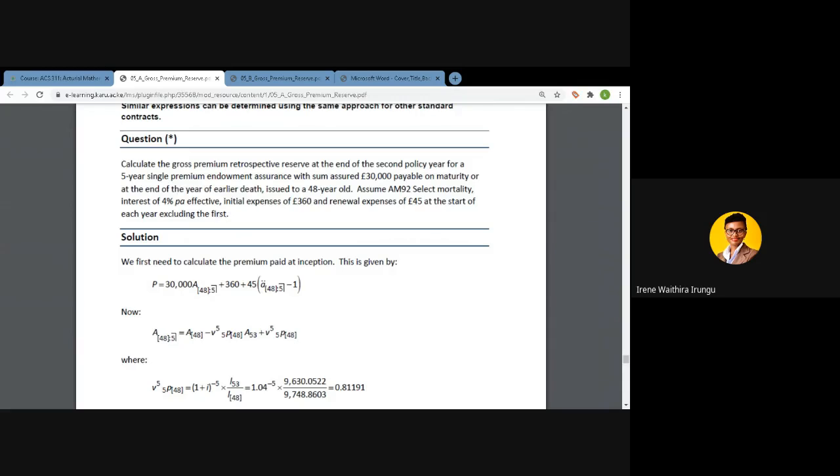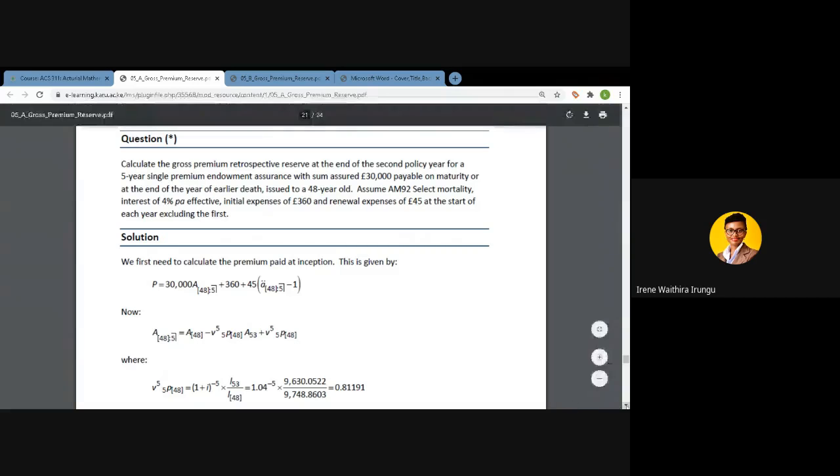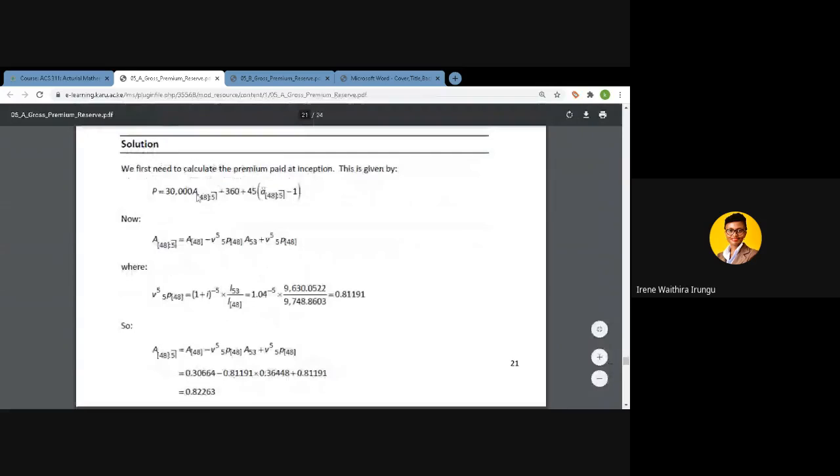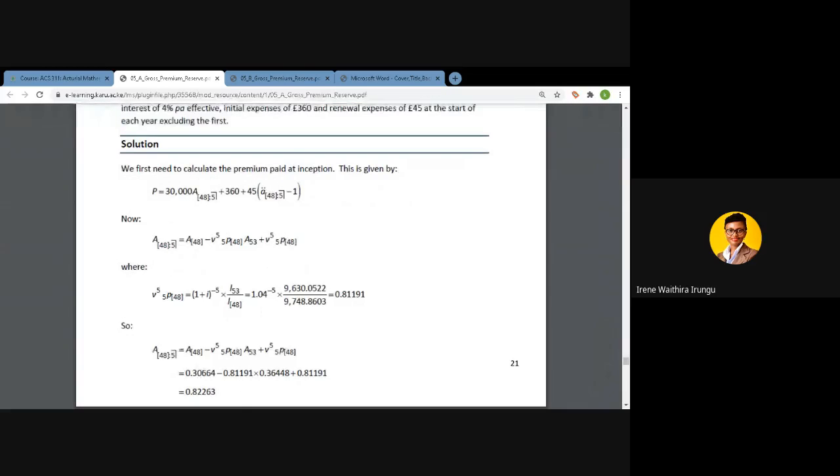We've not even started anything on the retrospective reserve. We are first of all determining the premium. So we can now compute. So our assurance benefit here, you can compute it as such. This formula is the same as the one we used in the non-select case in the evaluation of assurances.